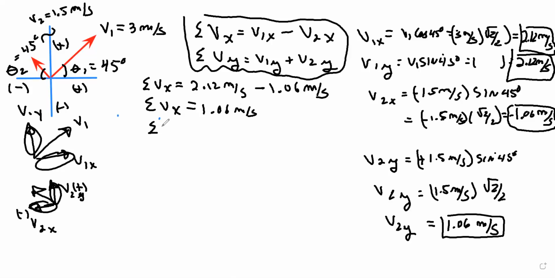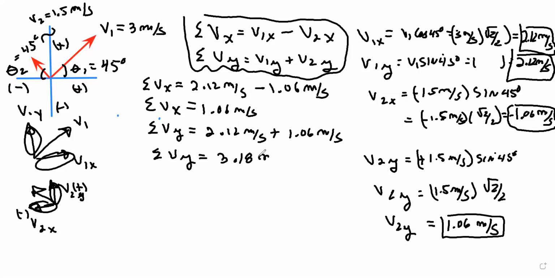And then the summation of the vectors in the y direction is going to be V1y, which is 2.12 meters per second, plus the summation of V2y. So V2y is going to be 1.06 meters per second. So the summation of the vectors in the y direction is going to be 3.18 meters per second.